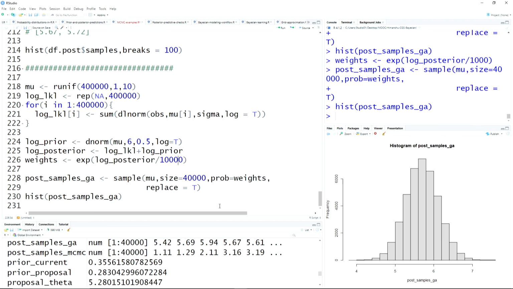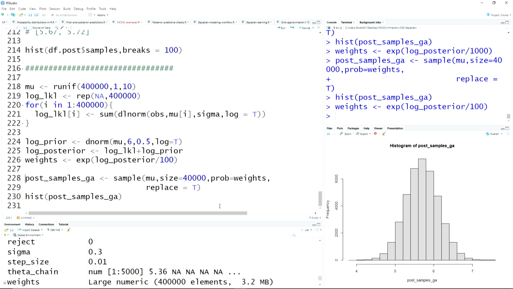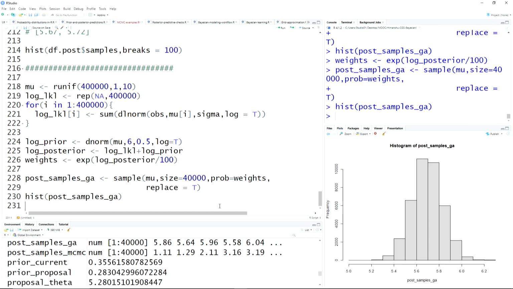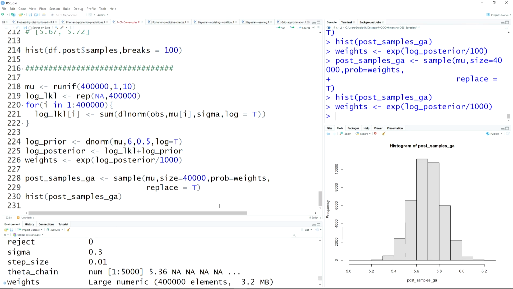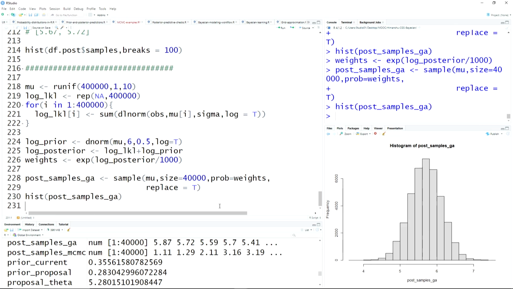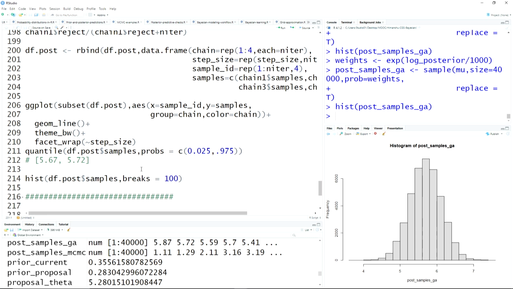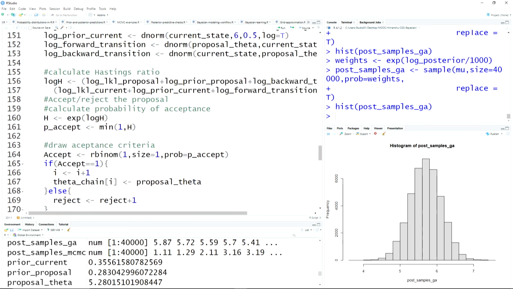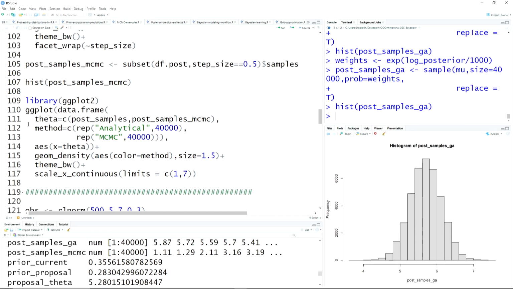So now you are getting consistently the same shape. It's just that the proportion by which you are dividing is changing slightly, because we are getting the range between 5.4 and 6.0 or so. Okay, so it seems to be working fine. Now you can try to compare. I think it would look very different from the posterior that you collected using MCMC.